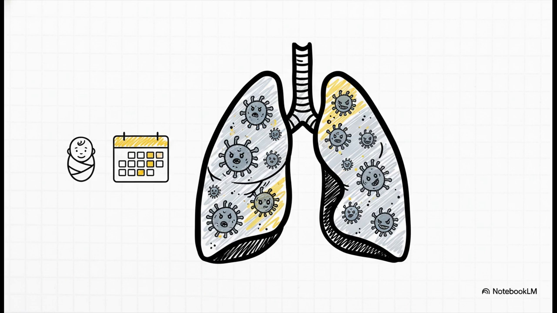All right, if there's one opportunistic infection you need to memorize for your exams, it's this one: pneumocystis jirovecii pneumonia, or PJP. It is the number one offender. It's so common, in fact, that it often shows up between 3 and 6 months of age, a time when the baby's HIV status might not even be known yet.